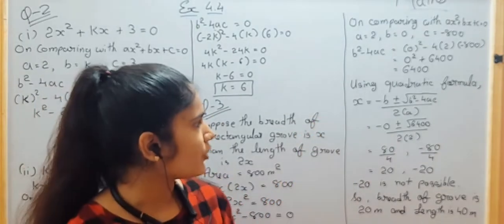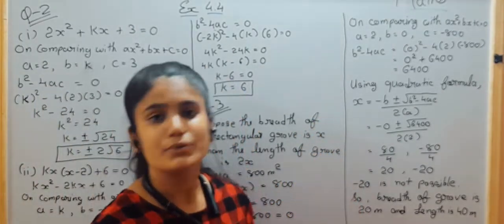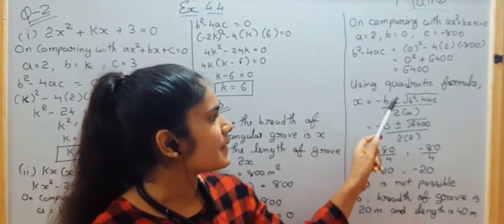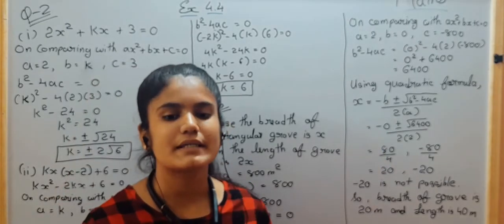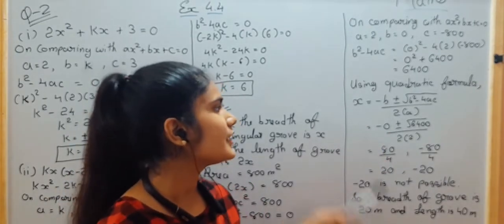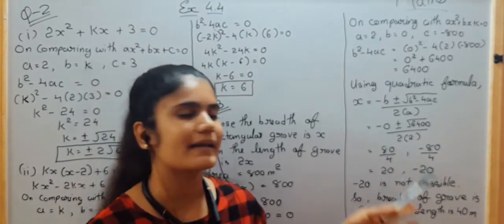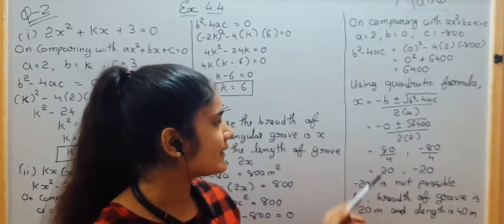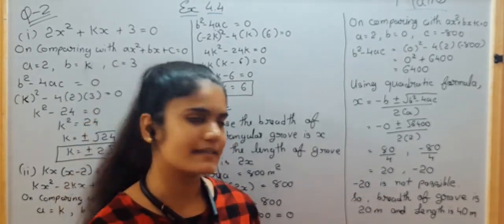Using the quadratic formula, we will find the roots of x: minus b plus or minus square root of b square minus 4ac, upon 2a. Substituting the values of b, b square minus 4ac and a, we get the answers 20 and minus 20.